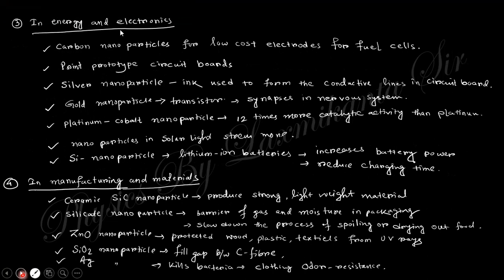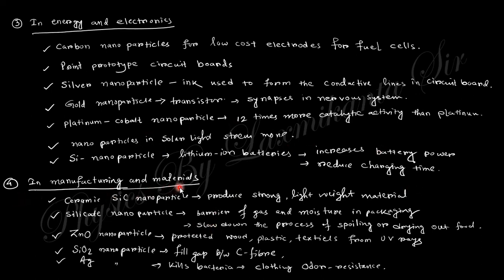Another part is energy and electronics. For energy, the solar cell widely uses nanoparticles. Silver nanoparticles are used in the ink for the conducting line in the circuit board. You use the silver nanoparticle in the conducting line in the circuit board for tiny energy conservation, that is the electronics. Silicon nanoparticles are used in the lithium ion battery, which increases the battery power and reduces the charging time. Nanoparticles in solar cells are widely used.